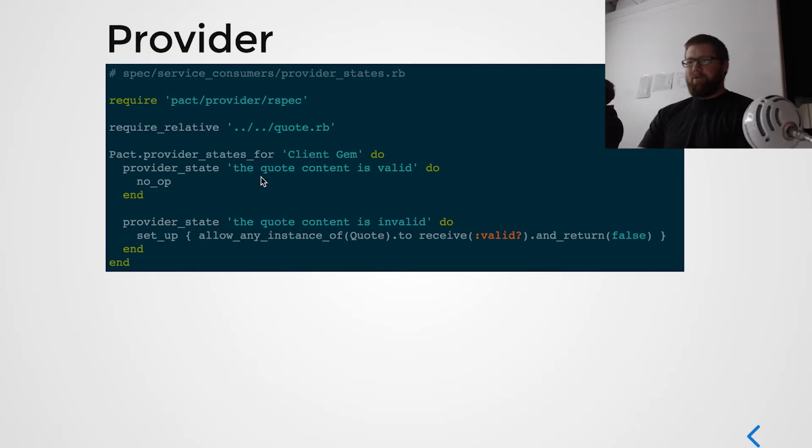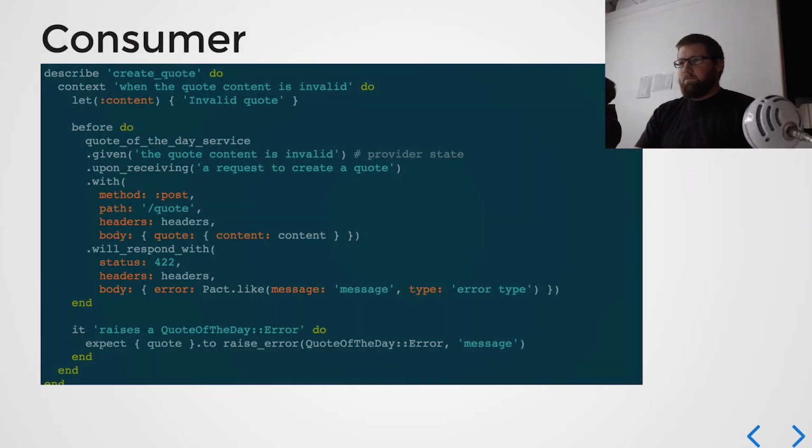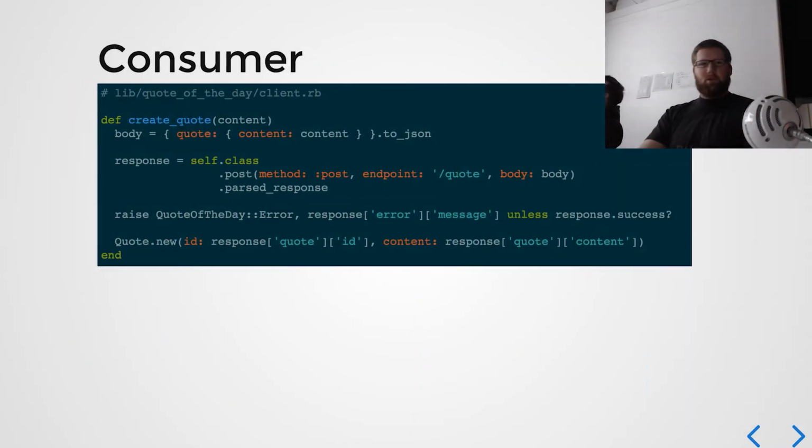So our first provider state, the quote content is valid. That's just a no-op. I don't have validations or anything. If you did, you could stub out things and make sure that the quote would be saved. You could even stub out quote save if you wanted, but I'm not a big fan of stubbing save. And then here in the quote content is invalid, I'm willing to stub the failure case. I'm just going to say any quote, no matter what the data came in as, is going to be invalid. That's all. Just high level. That's how I force a failure. So that's pretty much all I have.